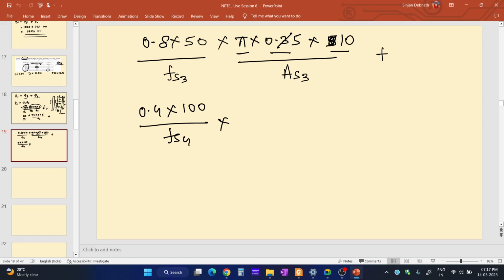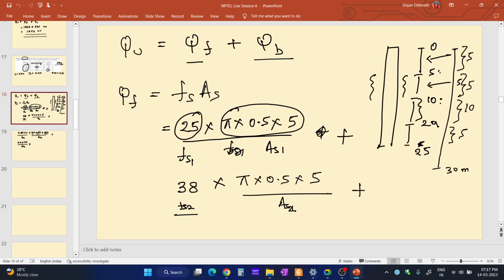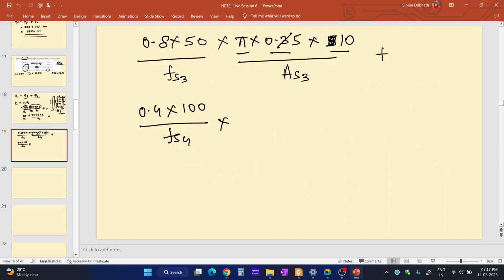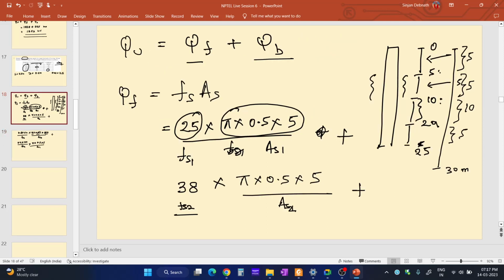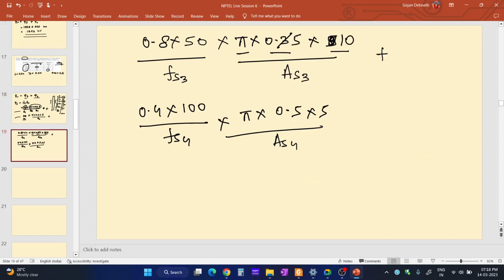Yes, the surface area of the fourth portion is pi into d into 5 meter, the thickness of the fourth portion. So pi into d into 5 meter. This is the area of the fourth portion. Now if you solve all these equations and sum them up, you will get the value of capital QF, that is the total skin friction resistance. QF is equal to 1437 kilonewton.